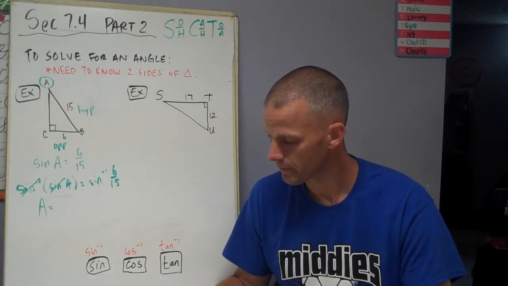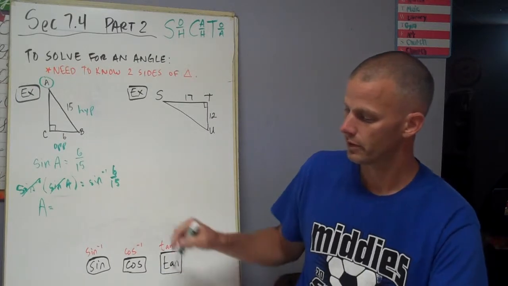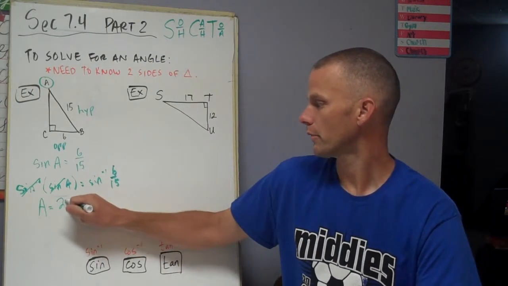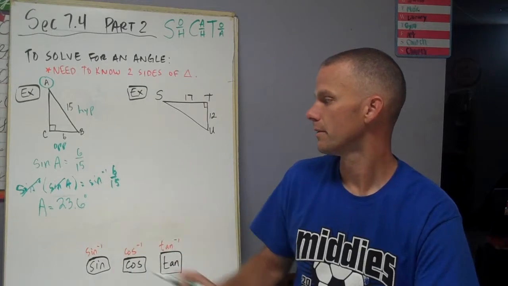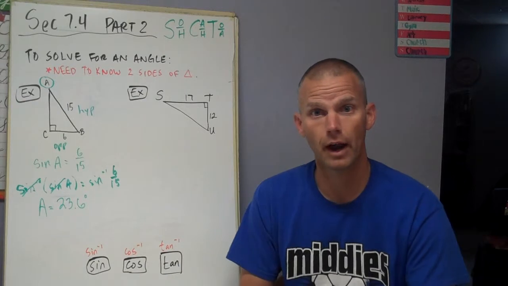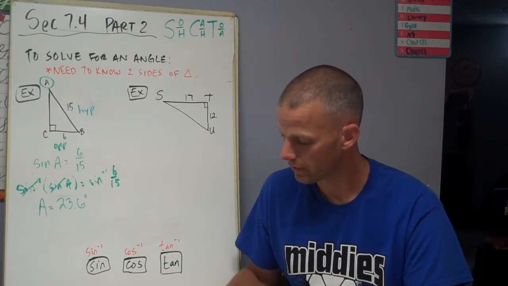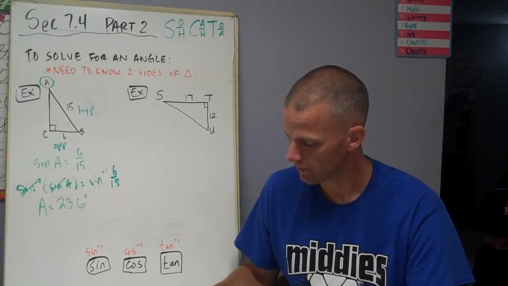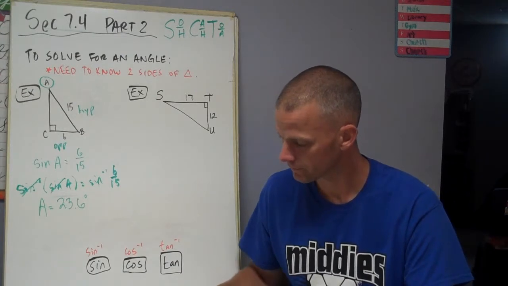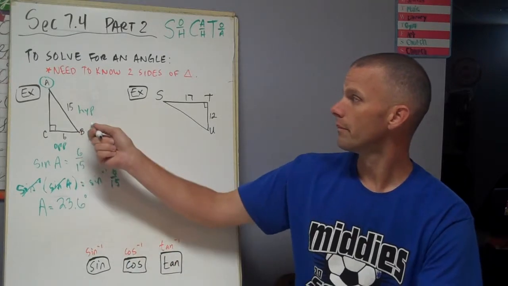There we go. Enter that, and we come out with about 23.6 degrees. So hopefully you came out with the exact same answer. If not, either I did something wrong because my calculator's in the wrong mode, or you did. Let me double check real quick here. I'm going to shift sine 6 divided by 15. No, 23.6 is what we should come out with.